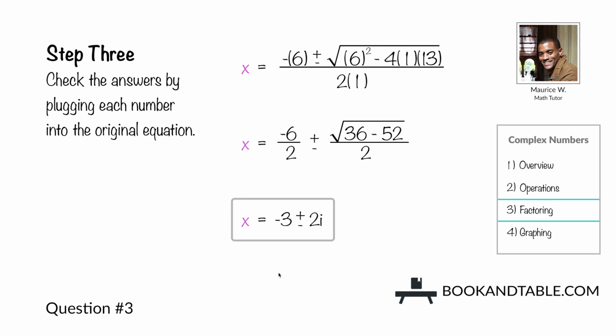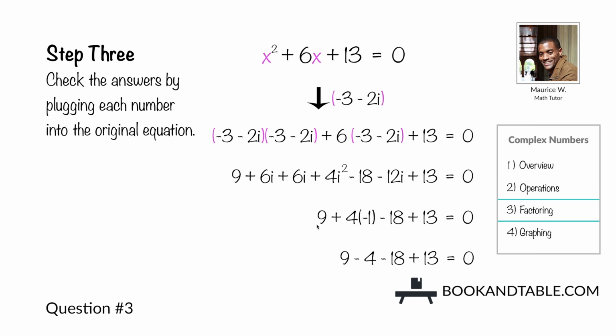And now we will check the answers by plugging each number into the original equation. So I'll test the smaller number, negative 3 minus 2i first, and then I'll test negative 3 plus 2i second. We plug in negative 3 minus 2i for x here and here, giving us negative 3 minus 2i times negative 3 minus 2i plus 6 times negative 3 minus 2i plus 13 is equal to 0.